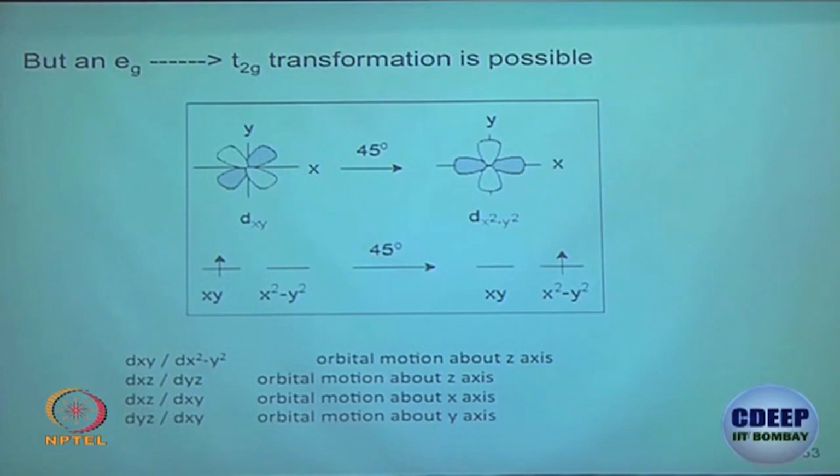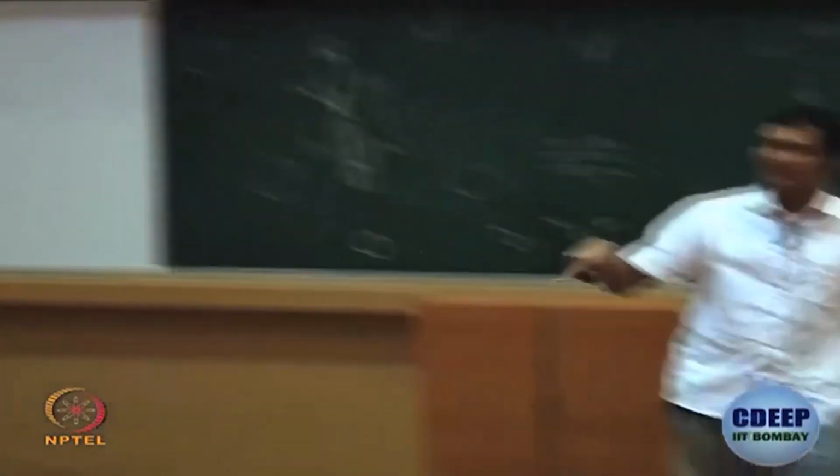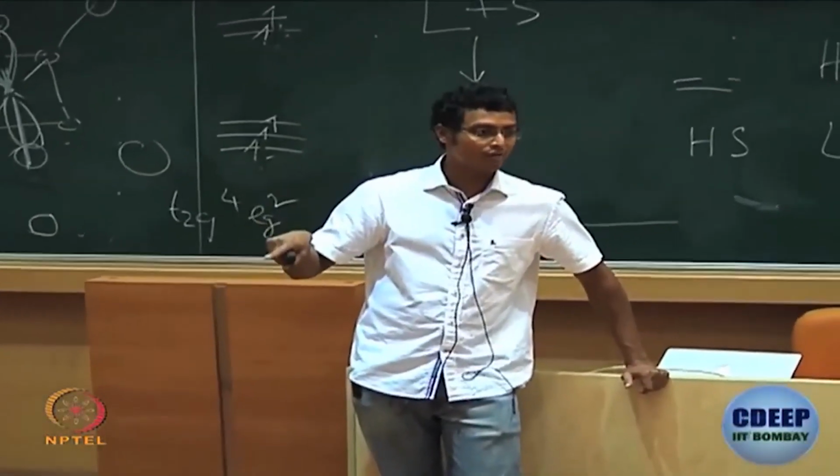How is it? dx2y2 or dxy can be converted to dx2y2 and vice versa, right? So there is some way to do that, and then you know that once you get dxy, dxy can be converted into dyz, dxz. So these are kind of interconvertible. So what is not interconvertible orbital wise? dz square to anything else you cannot do, but the rest four of them can be interconverted.